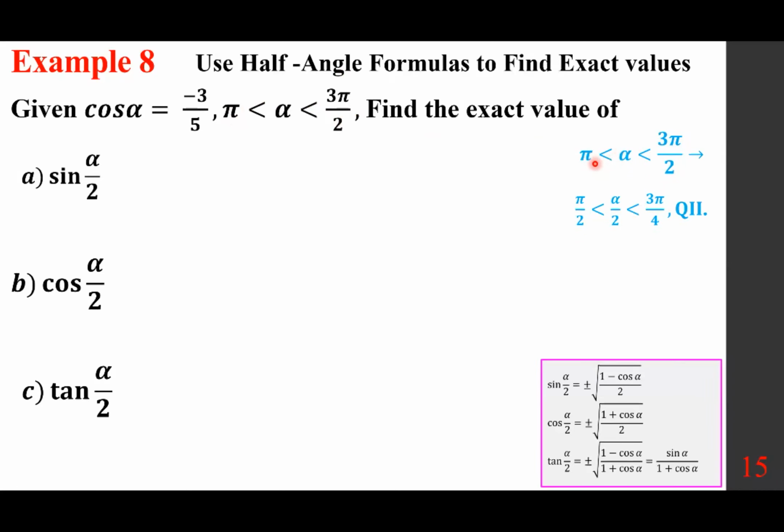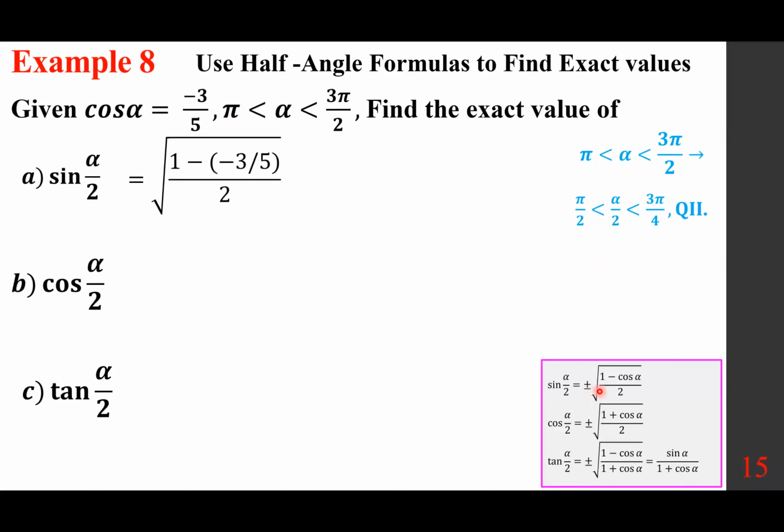So alpha over 2, cut everything in half. It's between pi over 2 and 3 pi over 4, and it puts us in the second quadrant. And in the second quadrant, sine is positive, so plus or minus, we choose the plus.